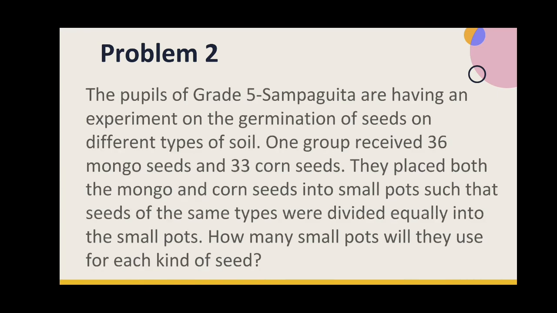Problem number 2. The pupils of grade 5 Sampaguita are having an experiment on the germination of seeds on different types of soil. One group received 36 mongo seeds and 33 corn seeds. They placed both the mongo and the corn seeds into small pots such that seeds of the same types were divided equally into the small pots. How many small pots will they use for each kind of seed?